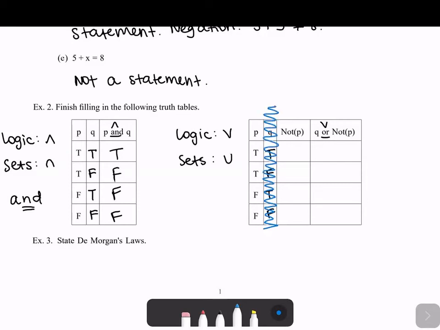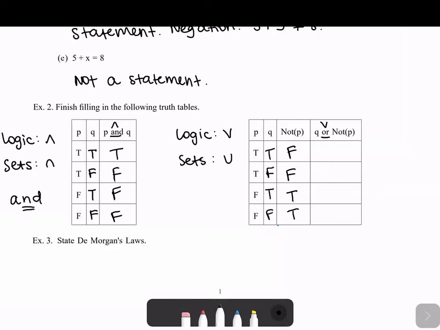So for this column not P, all we need to look at is P, and we need to change every true to false and change every false to true. We can do that pretty easily. We negate it. We make it the opposite. Okay, so now I'm going to uncover this row to see what I need to do next. Well, let me fill this back in.